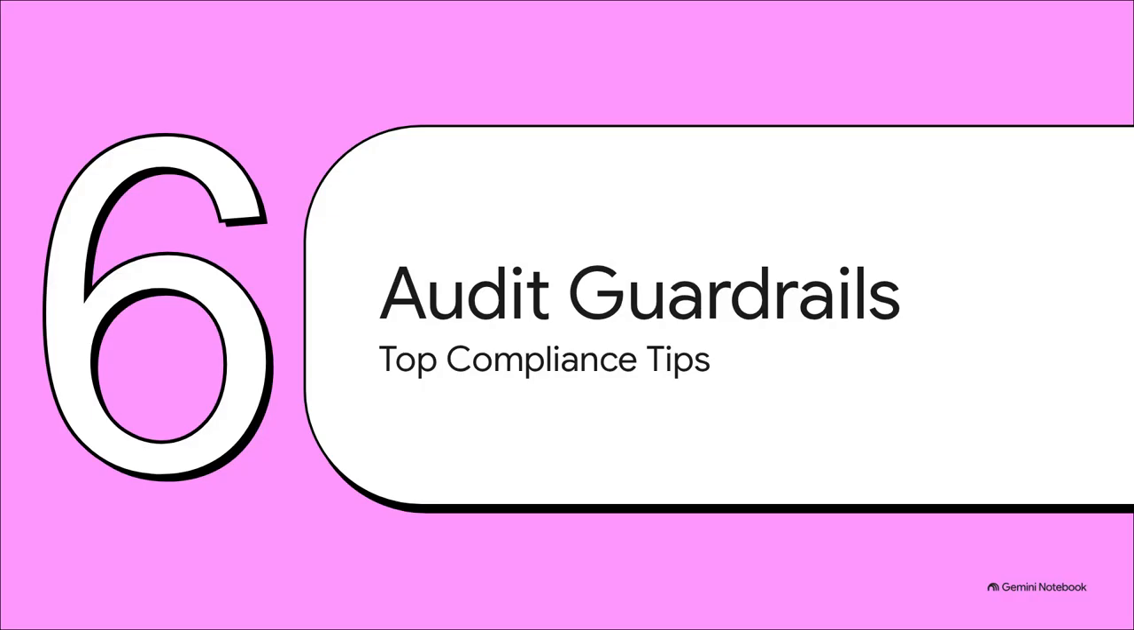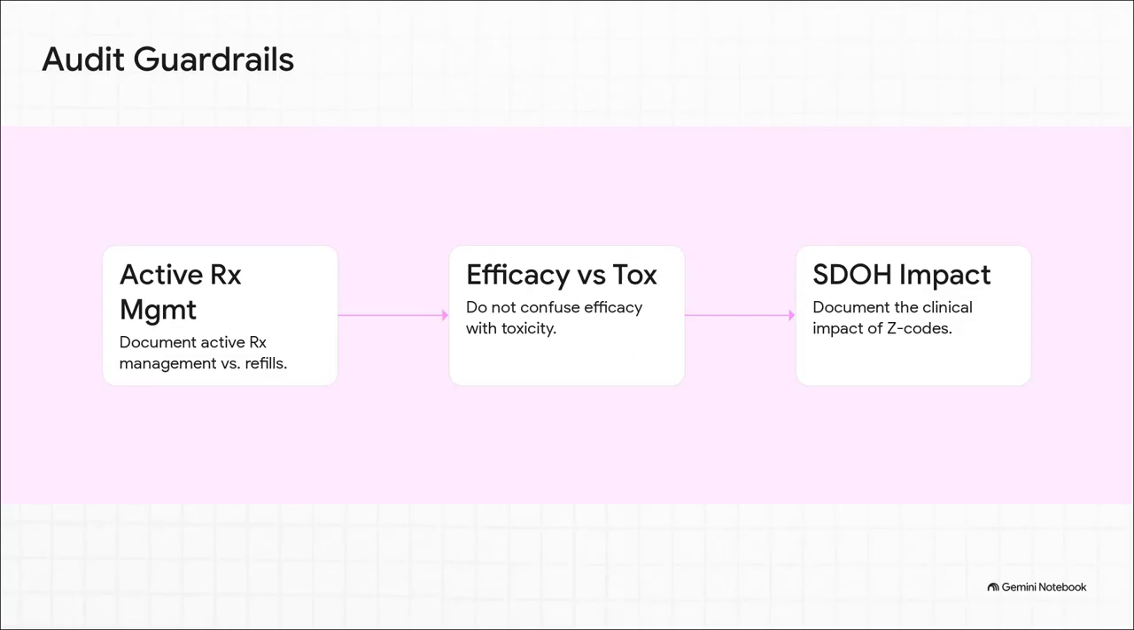Finally, Section 6, Top Audit Compliance Guardrails. Let's put on our auditor hats for a second. Here are your top 3 compliance triggers. Number 1, always document active medication management. Just listing a patient's current meds is not enough. You have to explicitly state if you're refilling, adjusting, or reviewing them for side effects to hit that moderate risk.